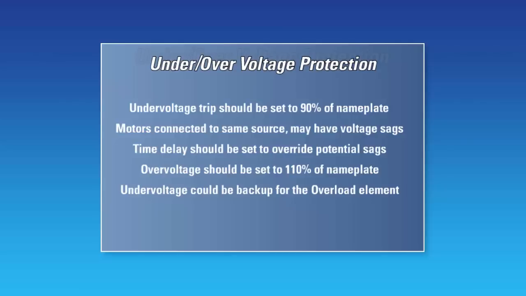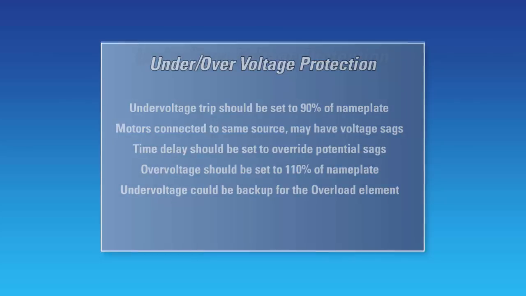The undervoltage element can be considered as backup protection for the overload element. If the voltage decreases, the current will increase, causing an overload trip. In some cases, if an undervoltage condition exists, it may be desirable to trip the motor faster than the overload element.